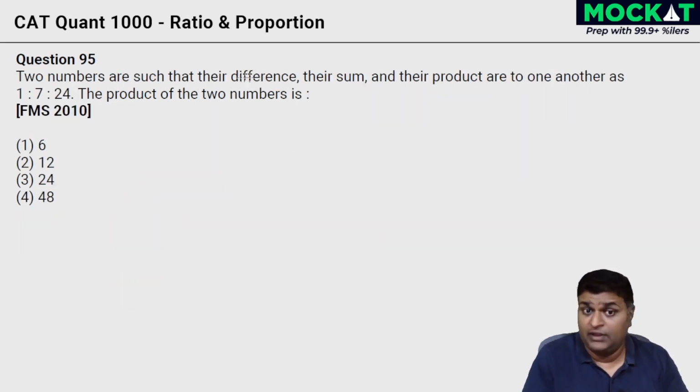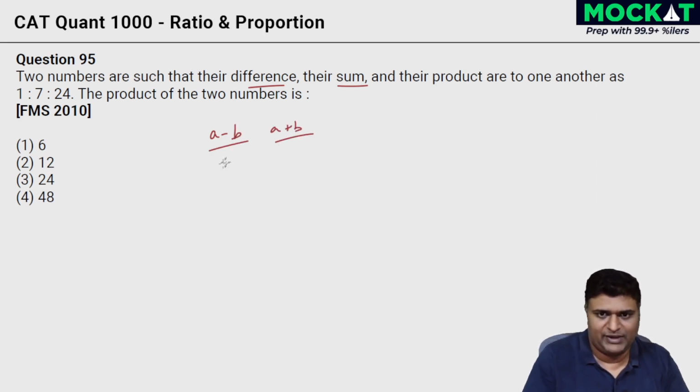Question 95. Two numbers are such that their difference, their sum, and their product are to one another as 1 is to 7 is to 24. We can start with the difference and the sum first, right? Remember this, a minus b and a plus b. Just look to quickly solve it this way. 1 is to 7. Sum of two integers is 7, difference is 1, right? Try to do it that way.